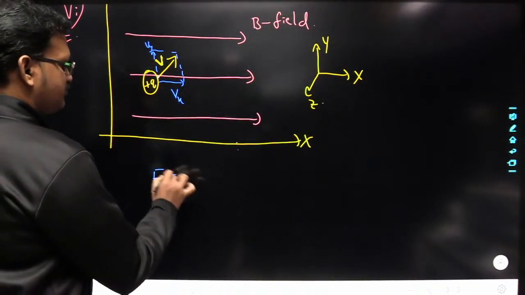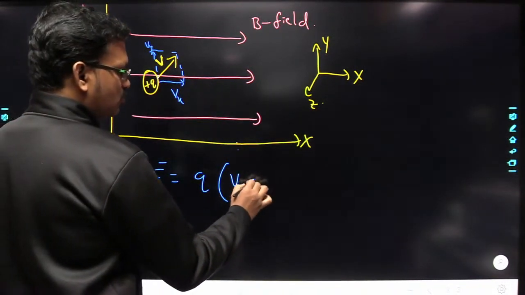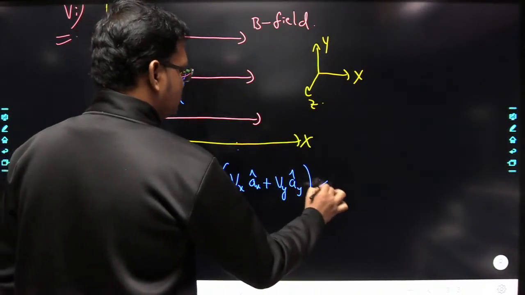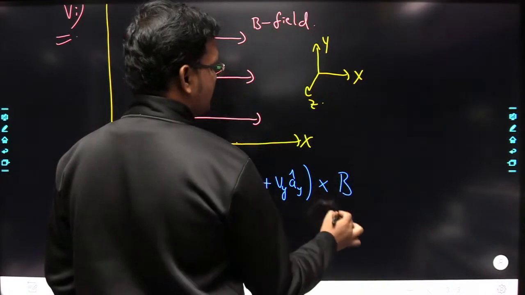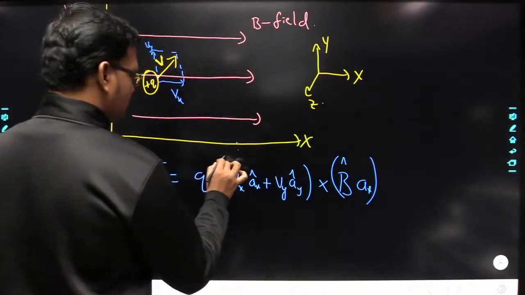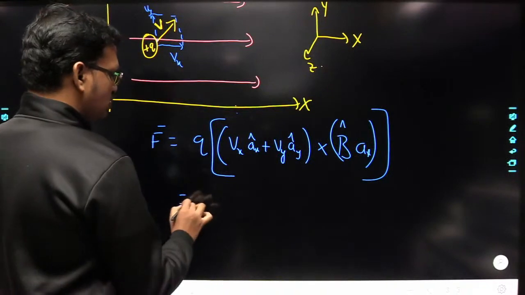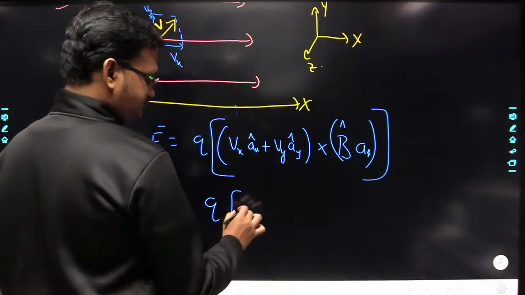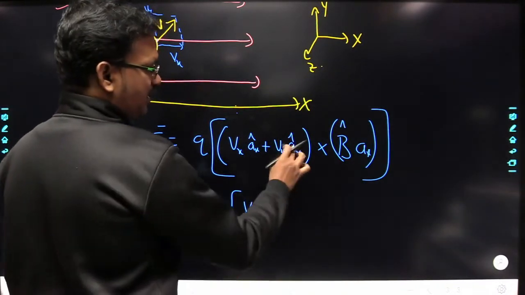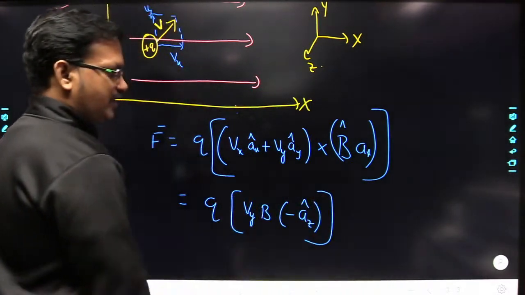So F is equal to Q into V bar cross B bar. Now V has two components, that is Vx Ax cap plus Vy Ay cap, cross B bar. B bar is in the x direction. If you do the cross product between these two, Ax cap cross Ax cap will be 0. So you are going to get Q into Vy into B, and Ay cap cross Ax cap is nothing but minus Az cap.